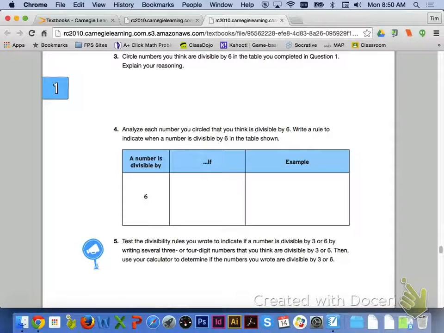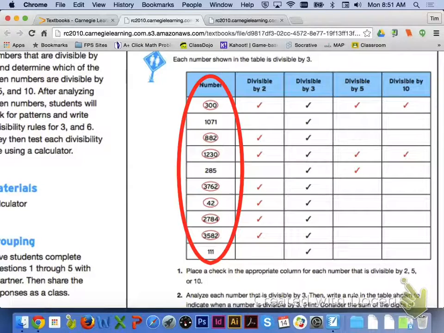Let's turn to page 38 and take a look at number 3 up at the top. Now we are shifting our focus to the number 6. What we need to do first is circle the numbers that you think are divisible by 6 in the table that you completed in question 1. So go back and take a look at that table and get all of those numbers circled that you think are divisible by 6 and explain your reasoning. Go ahead and do that with your group members now.